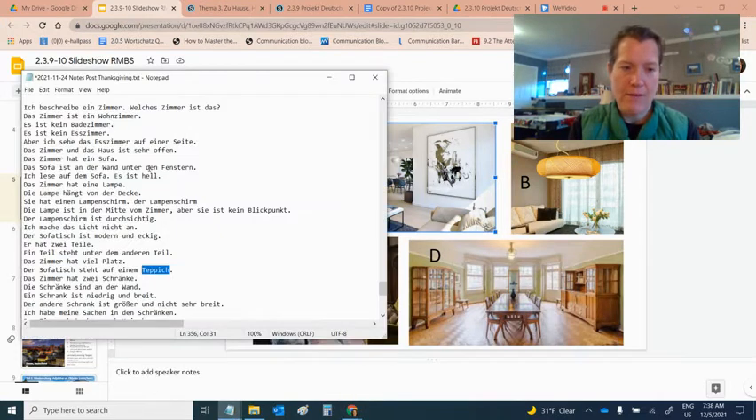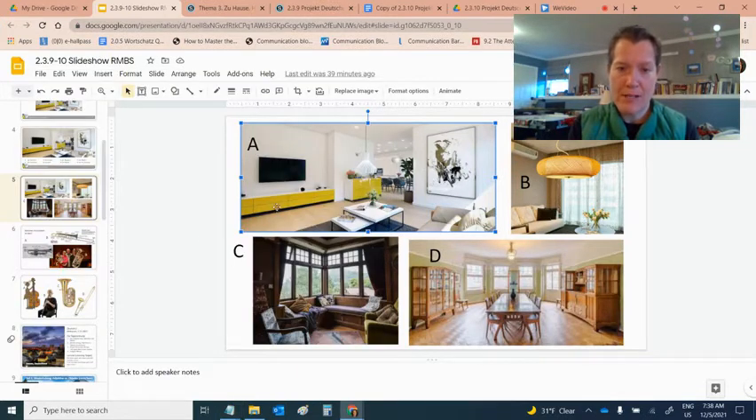So we got the Schränke. Das Zimmer hat zwei Schränke. Okay, these are important because they make it look nice and clean. And this room had zwei Schränke. Okay, this room has two cabinets. Big difference there, though.